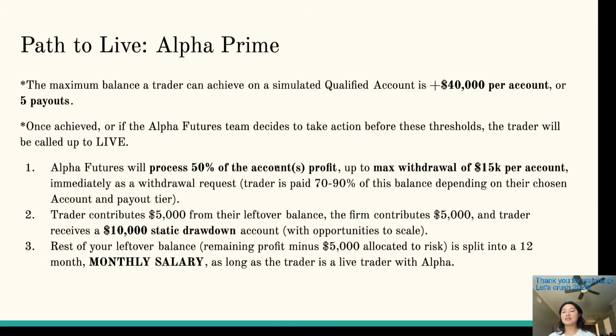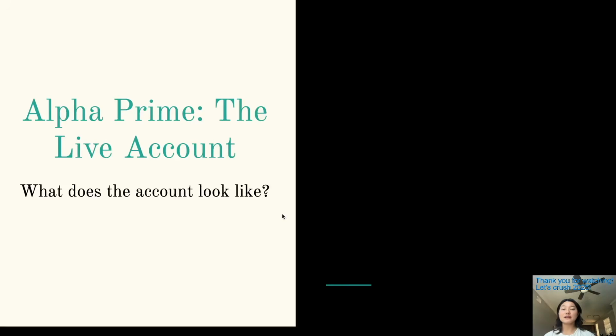The next amazing thing after this is that the remaining balance after your withdrawal, after everything is put into your live account, whatever is left over at this point, should you have money left over, will be split into a 12-month monthly salary. Other firms typically take away all of those leftover profits. They don't usually put it into anything. It just disappears. But with Alpha Futures, they put it into a salary to make sure you're still being paid out what you earned from your previous qualified accounts. Of course, that's only if you are still a live trader with Alpha Futures.